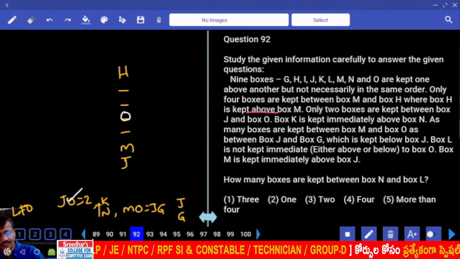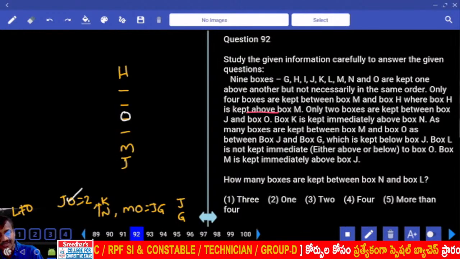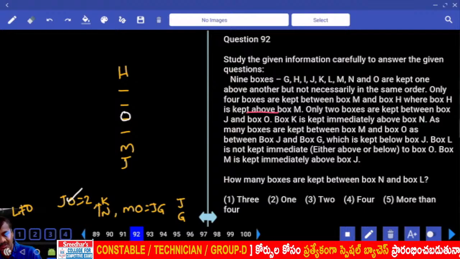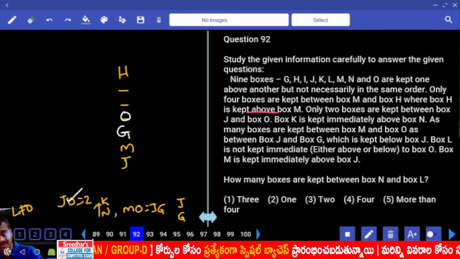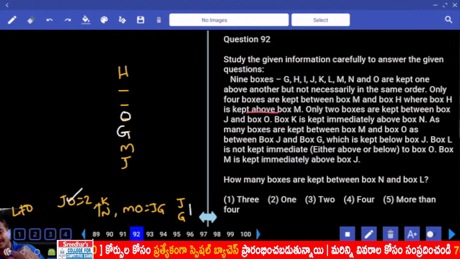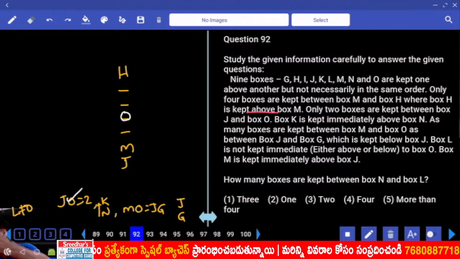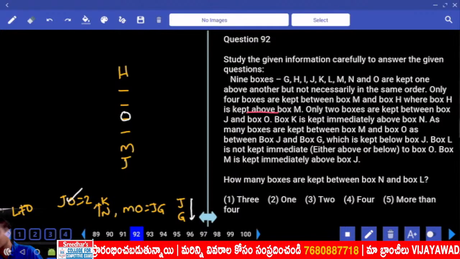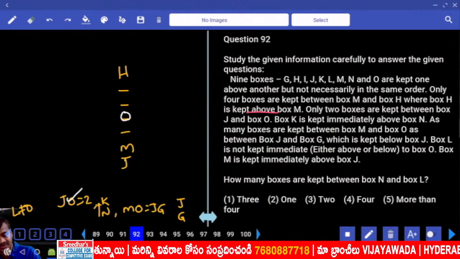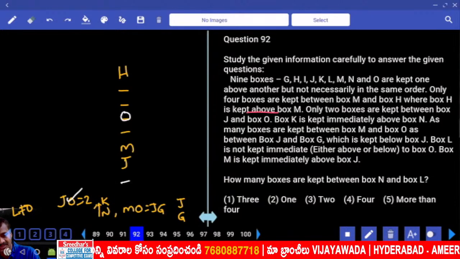Then J and O 2, M and O 1, J and G 1, hence J and G. Can you have G at this place? Why is it no? Because G must be below this one. Hence, G is below this J, another level. As G is below this J, then now M and O 1 and J and G 1.